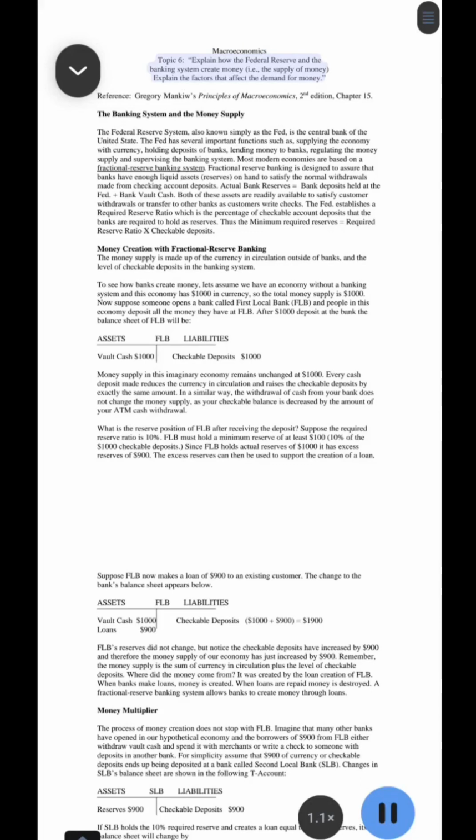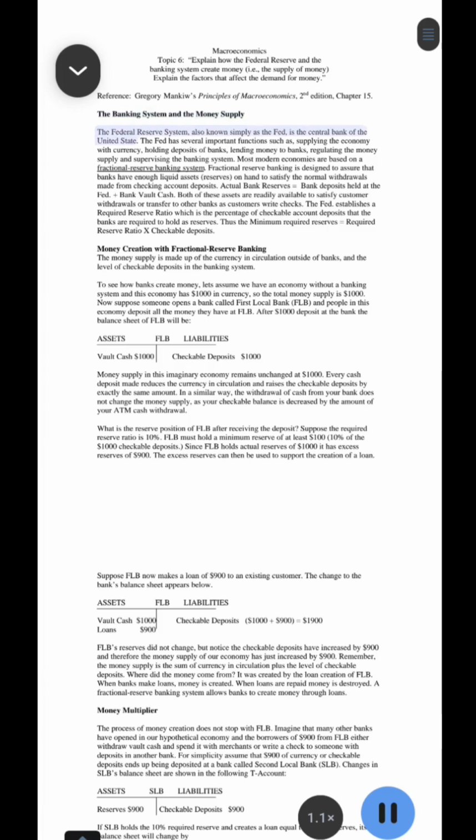Macroeconomics. Topic 6. Explain how the Federal Reserve and the banking system create money, i.e., the supply of money. Explain the factors that affect the demand for money. Reference: Gregory Mankiw's Principles of Macroeconomics, 2nd edition, Chapter 15. The banking system and the money supply.